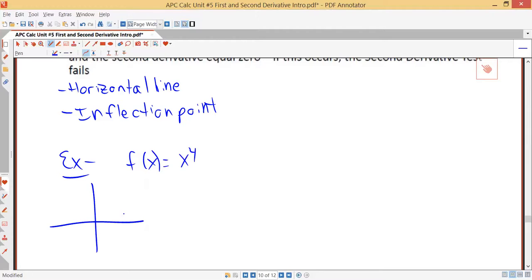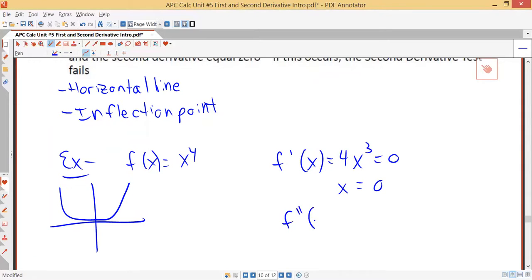Okay, same example we used before when we had f of x equals x to the fourth. We know that that graph has a minimum at x equals 0, but the second derivative test fails because look what happens. So first I have my first derivative, I set it equal to 0. I say, oh great, my critical point is at x equals 0. So it could be a max or a min there. Then I take the second derivative and I evaluate it at the critical point, and I still get 0, which means it doesn't have concavity at that point.